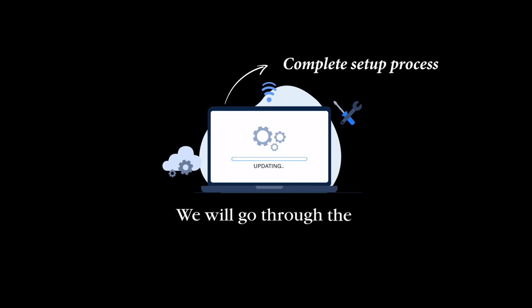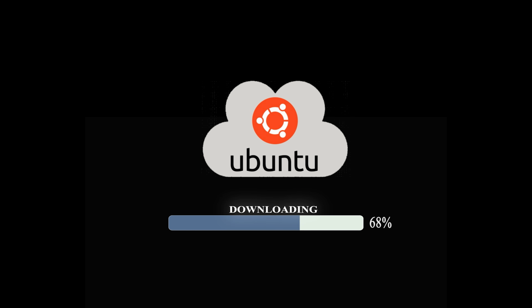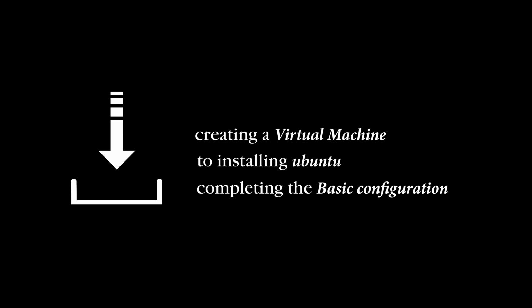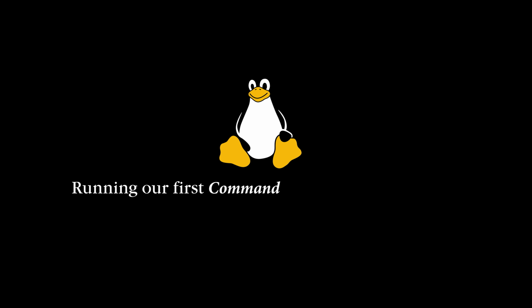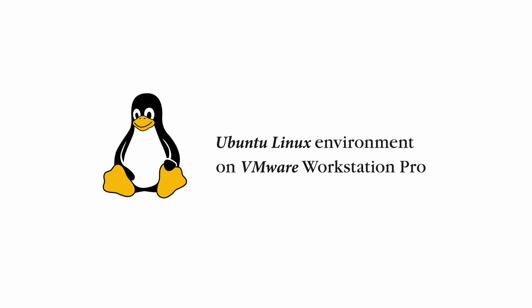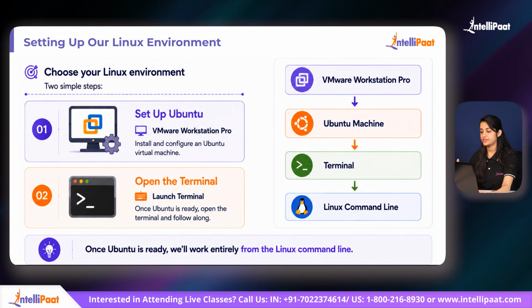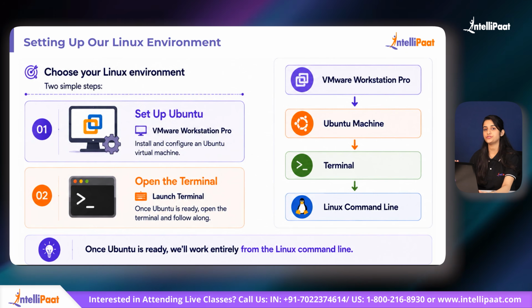We will go through the complete setup process, from downloading the Ubuntu ISO, creating a virtual machine, and installing Ubuntu, to completing the basic configuration, and finally running our first command in the Linux terminal. So by the end of this video, you will have a fully functional Ubuntu Linux environment on VMware Workstation Pro, ready for all the hands-on practice ahead. So let's get started. For setting up our Linux environment, we are going to need two things.